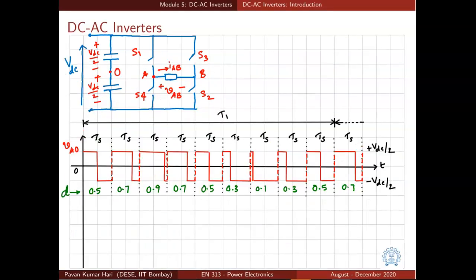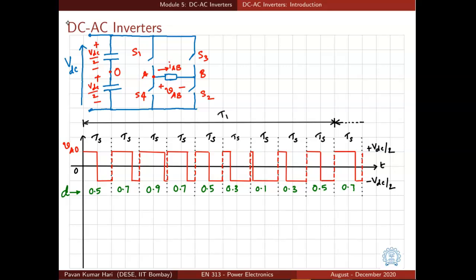Now let us consider the case where we are looking at multiple intervals of Ts. And what are we doing in these intervals? In a set of intervals of Ts, we are generating pulses by appropriately turning on and off S1 and S4, and the width of these pulses is different, and the duty ratios in successive intervals of Ts are different.